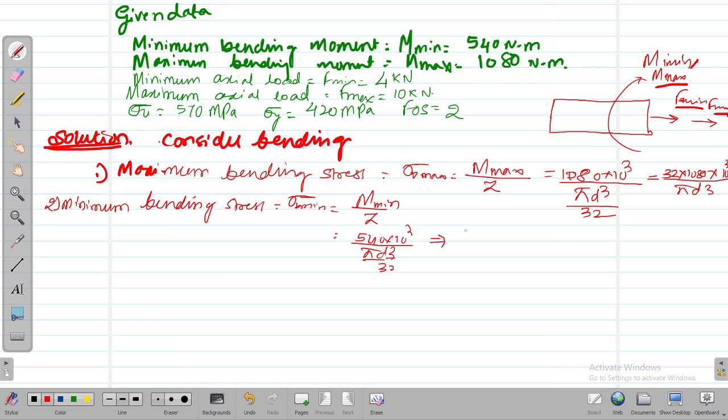So how much you will get? 32 into 540 into 10 to the power of 3 divided by pi d cube. Okay.